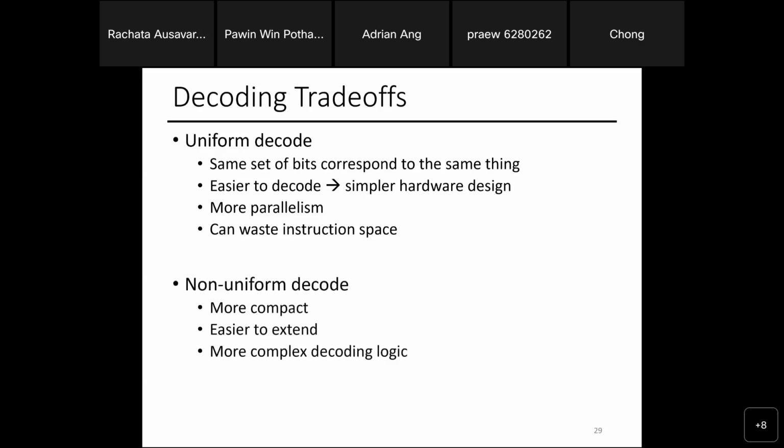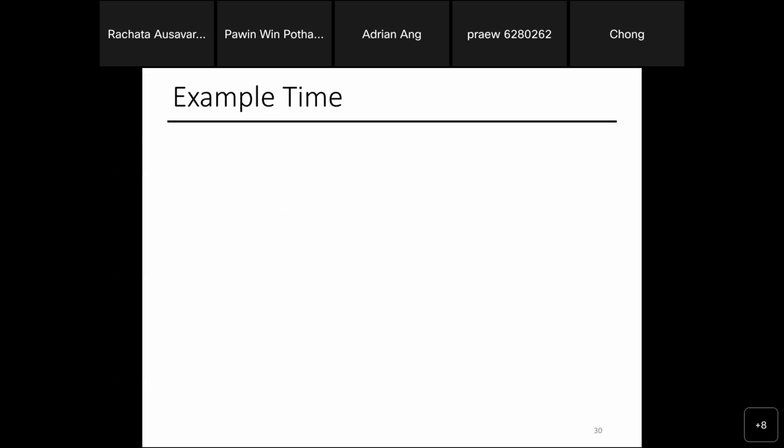Non-uniform decode is more compact. Like look at Intel x86. So basically, this is RISC-V versus Intel x86. Oh, AMD x86, sorry, my bad. It's like x86-64. Non-uniform decode also is easier to extend, because if you want to add a new instruction, you can use any number of bytes you want as long as it fits. And the definition of fit is what? Infinite number of bits. But your decoding logic will be much more complicated.